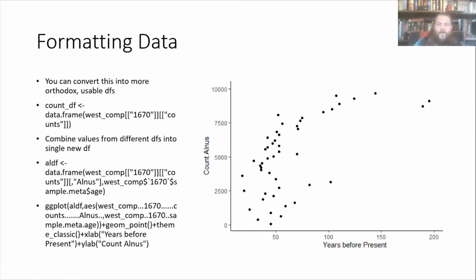But we can also convert it into more usable data tables using the base R data frame command. Here I have brought counts of the pollen Alnus against years before present into a single data frame so that I can graph them in ggplot, and you have this curve here.